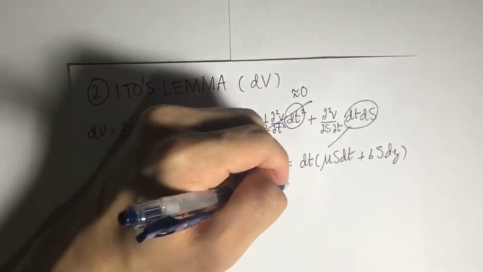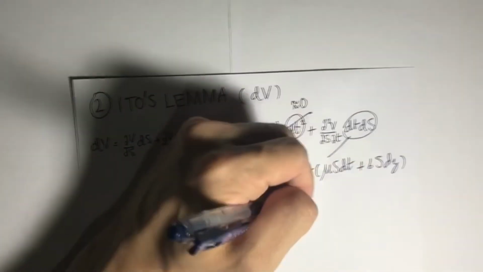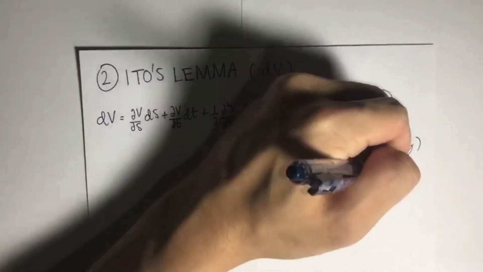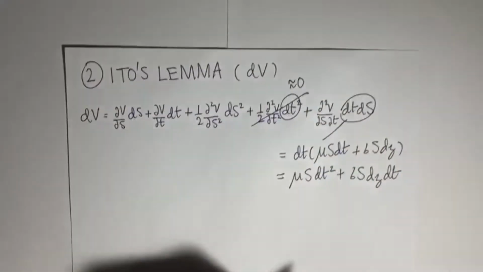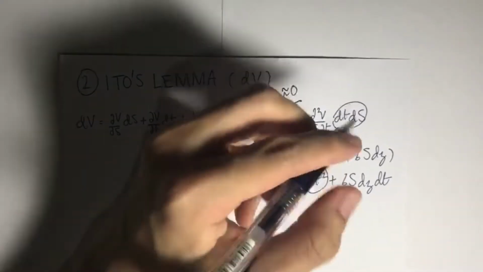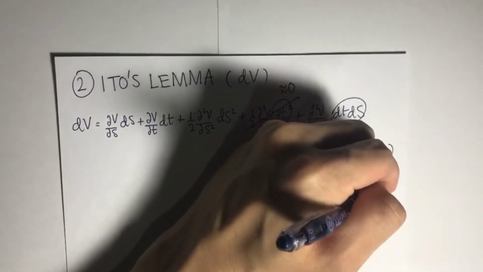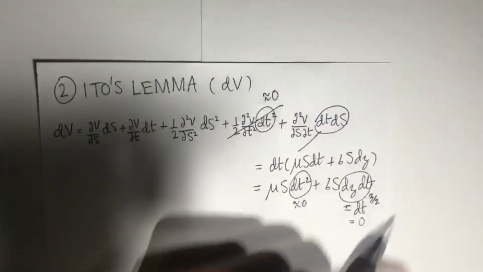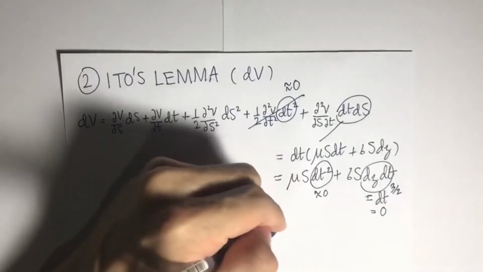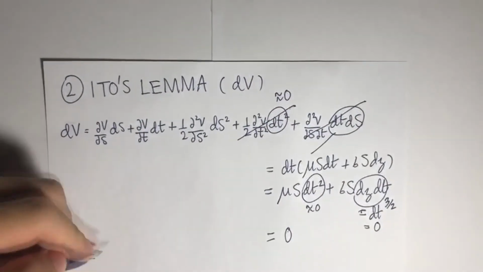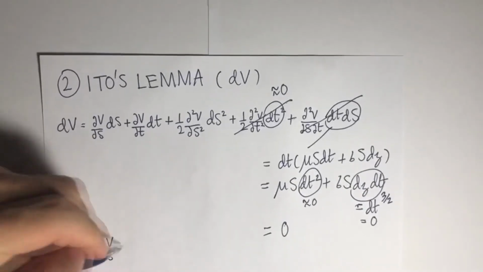dz. Then we multiply dt into each term to get mu S dt squared plus sigma S dz dt. And then we know that dt squared is approximately equal to 0. And we know that dz times dt is equal to dt to the power of 3/2, which is approximately equal to 0. Therefore, this term is equal to 0. And then we eliminate this term. So we come up with the last three terms.